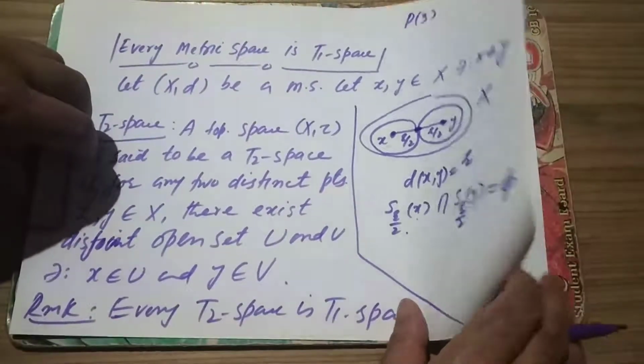And every T2 space is T1 space, but the converse is not true. Every T1 space need not be T2 space. So that's an exercise for you. You can do it easily. You have to construct a topological space (X, tau) such that that topological space is T1 but not T2.